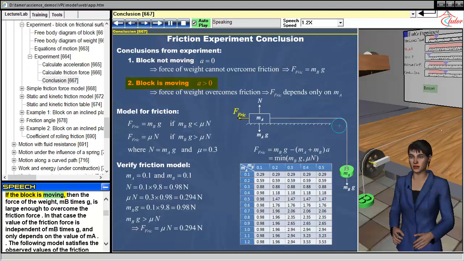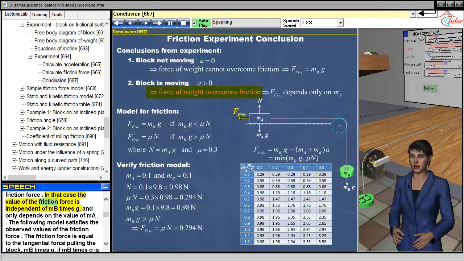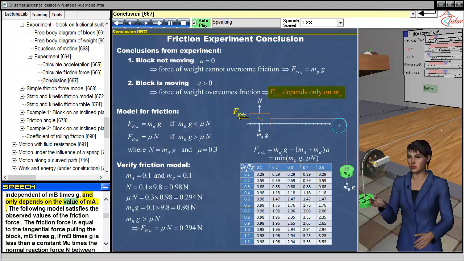If the block is moving, then the force of the weight, mb times g, is large enough to overcome the friction force. In that case, the value of the friction force is independent of mb times g, and only depends on the value of ma.